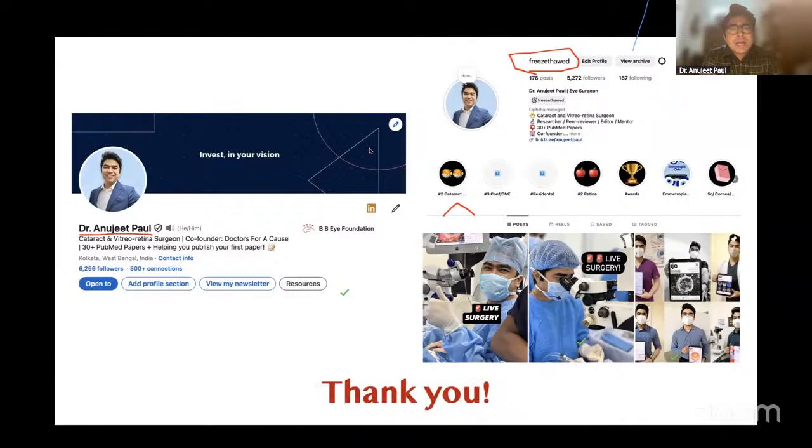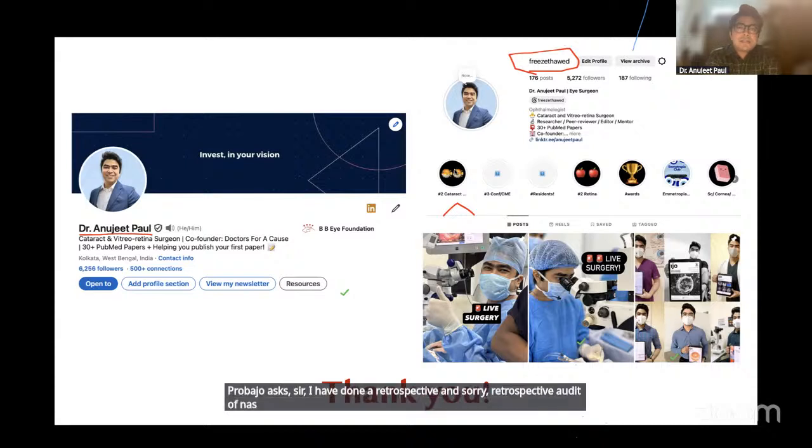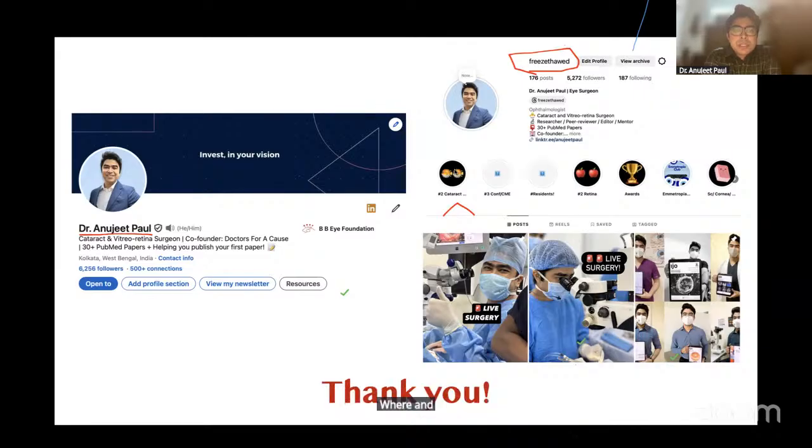Probaho asks, Sir, I have done a retrospective audit of nasopharyngeal cancer over 35 patients. At what stage they came, what treatments done, etc. Where and how can I publish it? Is it good enough sample size?